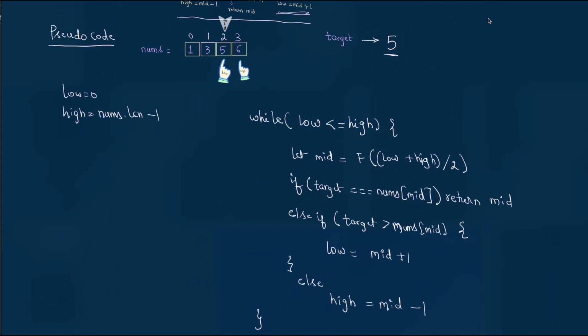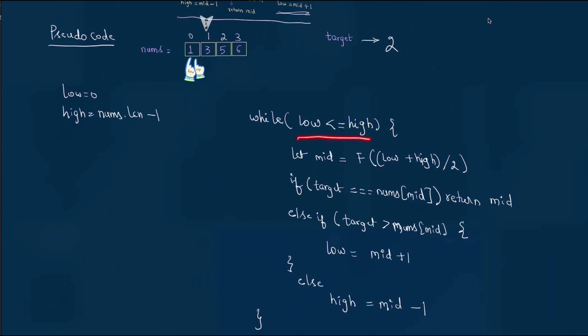It's all good. So let's trace this for target 2. We check, is low less than or equal to high? Yes. So we update our mid and place our mid pointer. We check, is 2 equal to 3? Is target equal to nums of mid? No, it's not. Else if target greater than nums of mid, is 2 greater than 3? No. So we hit this else case. Target is less than mid, so we need to update our high to point to mid minus 1.